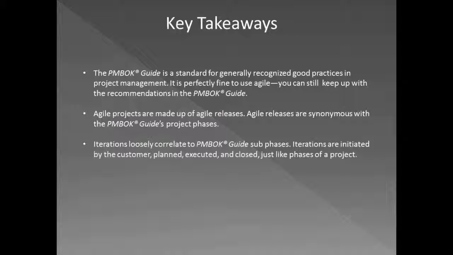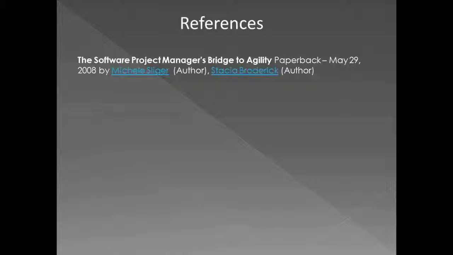My key takeaways are that the PMBOK is generally a standard for recognized good practices. We can still use these in Agile, but with a different approach. Agile projects are made up of releases, which are similar or synonymous with the PMBOK's project phases. The iterations are closely related to the sub-phases, and iterations are initiated and planned just like what we do in the phases of a project. So these are the key takeaways.